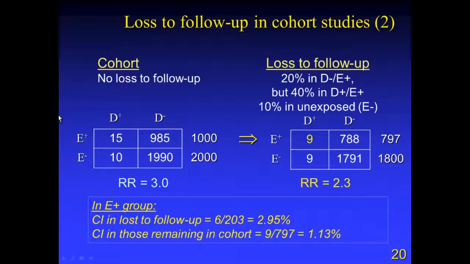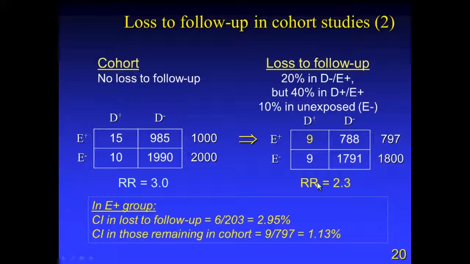We start with the same cohort, and this is the full cohort where there was no loss to follow-up. Again, in our actual cohort, we have the same 10% loss in the unexposed group, E-. But instead of having 20% across the board here, we have 40% loss to follow-up in the people who have disease and the exposure. And then we only have a 20% loss here. So it's 20% here, 40% here, and then 10% across the board for the unexposed group. There's a differential loss to follow-up among the exposed in terms of whether people were diseased or not diseased. And when we calculate that out, we get a relative risk of 2.3.